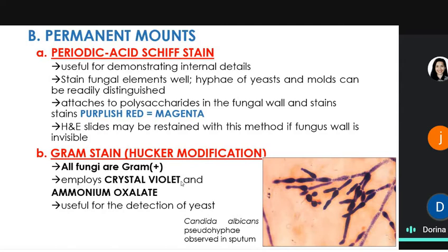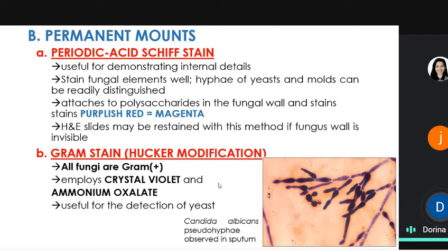So, you have already your periodic acid-Schiff stain here. Ang color niya, of course, is purplish or magenta. Meron kayong multiple matching type nito. Ano? Meron ba? Sa dami ng quiz na prepare ko, hindi ko alam kung ano yung nasa inyo.